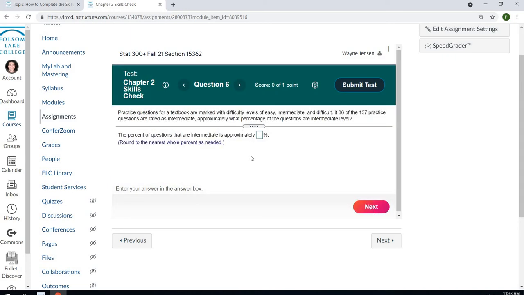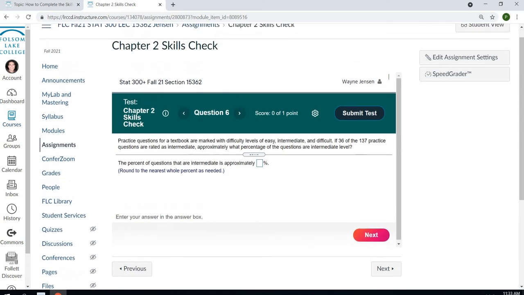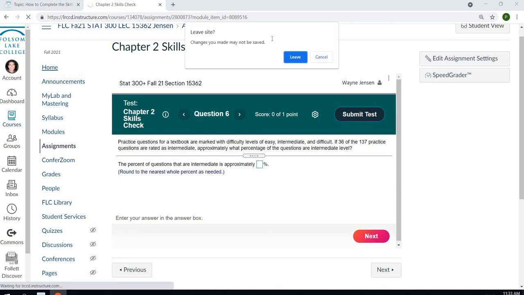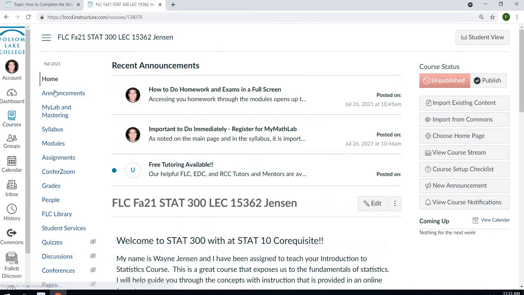And we're just going to go through and do this. When we're done, we submit the test. And then it creates that. Now let's suppose you leave, your computer shuts down. I'm not going to do anything special. I'm just going to go to a different screen. So I'm going to go home. And it says changes may not be saved, but let me just leave because I'm not ready to submit my test. And let me just come back to it.